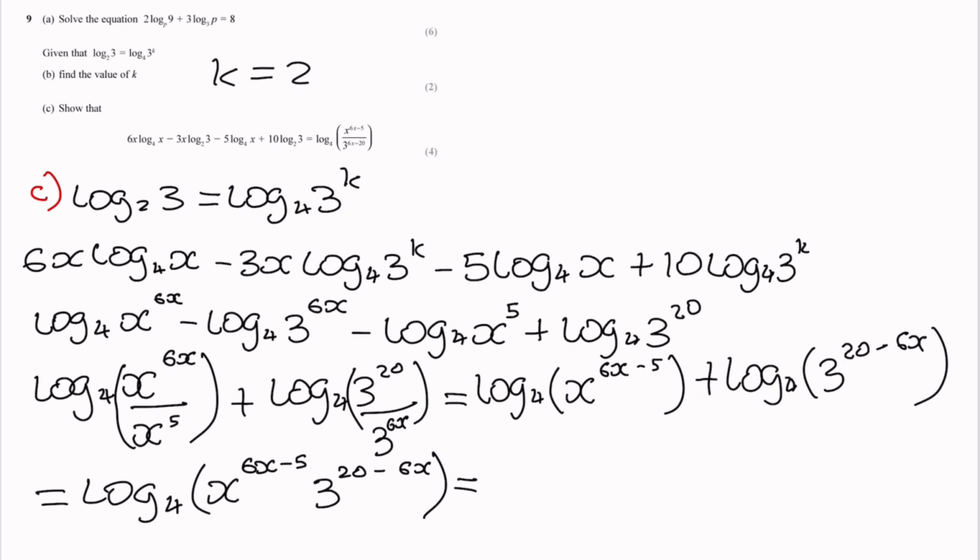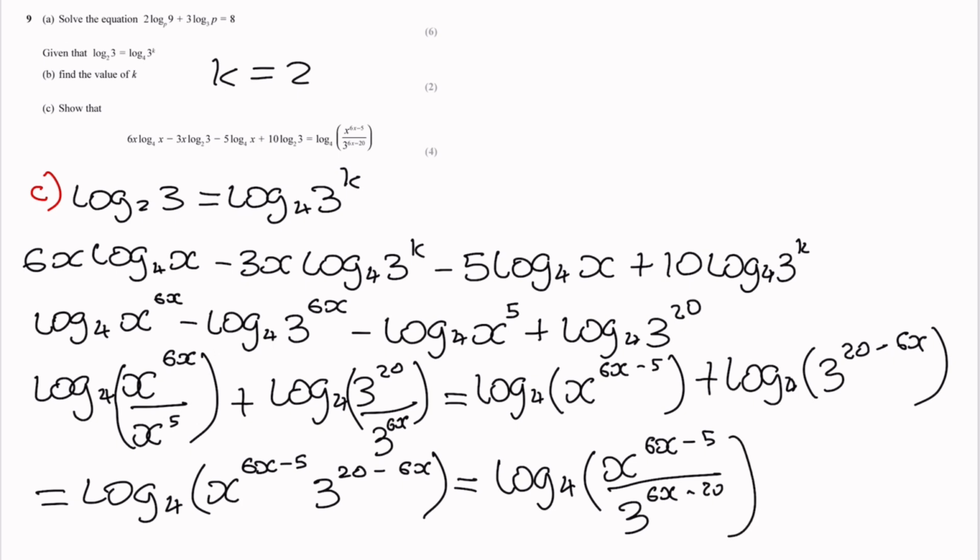So I need to bring this 3 to the power of 20 minus 6x onto the bottom. So if I'm finding the reciprocal of this, or I want to put it on the denominator of the fraction, I need to write the power as a negative, so it'd be minus 20 plus 6x. So I've got log to the base 4, the x stays the same, 6x minus 5, and on the bottom I've got 3, but I need to write 6x minus 20. And that is exactly the same as what we have in the question.